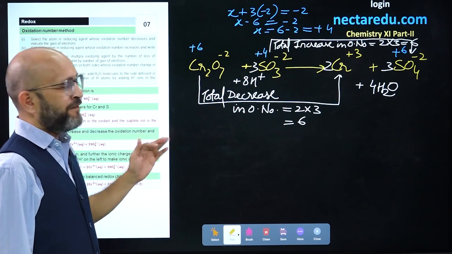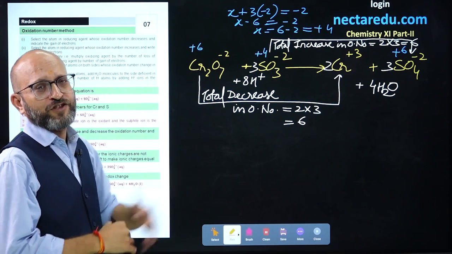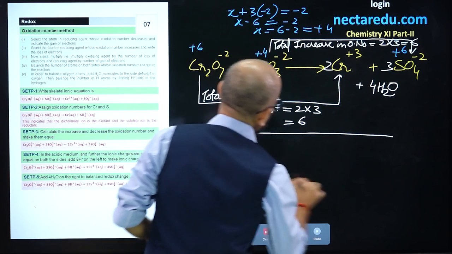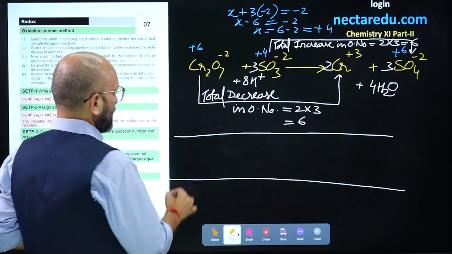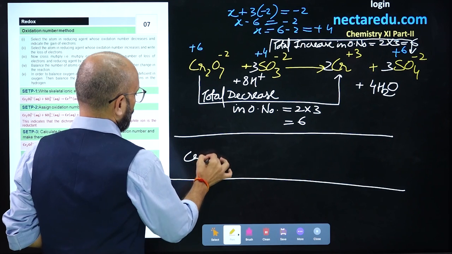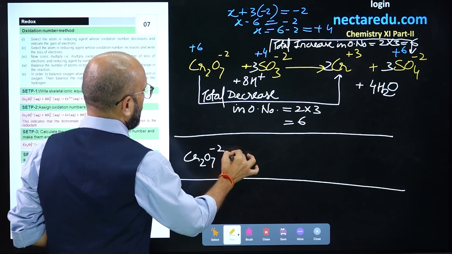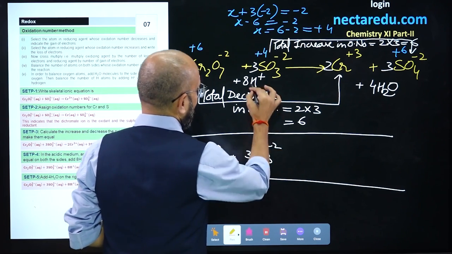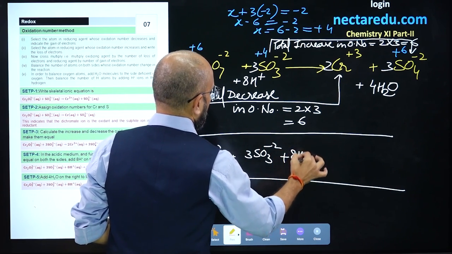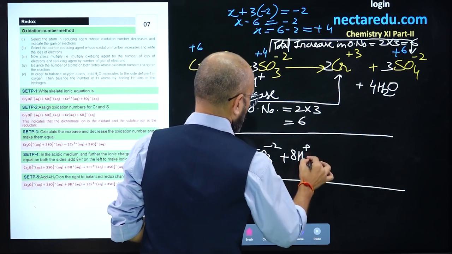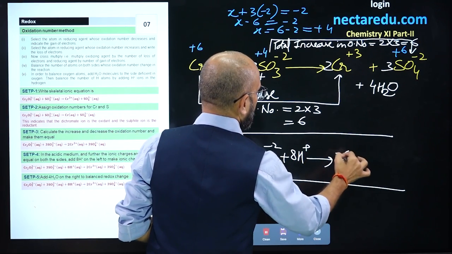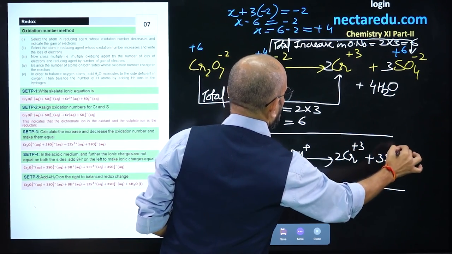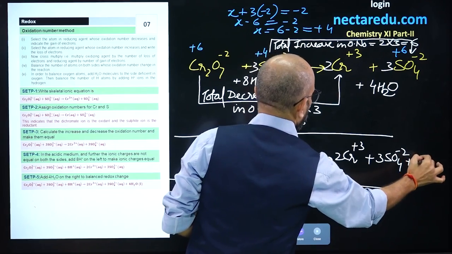Now you have a balanced chemical equation. The balanced redox reaction looks like this: dichromate Cr2O7 minus 2 plus thrice of sulfite ion plus 8H plus gives you 2Cr3 plus, 3 sulfate ions plus 4 water molecules.